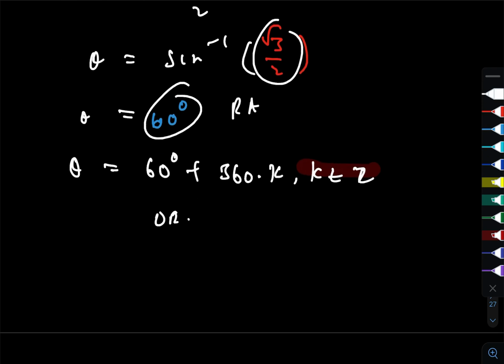Whenever I'm working with the sine obtuse solution, theta will be 180 degrees minus the reference angle, which is 60 degrees, plus 360 degrees times k, 360 being the period, and then k is an element of Z.